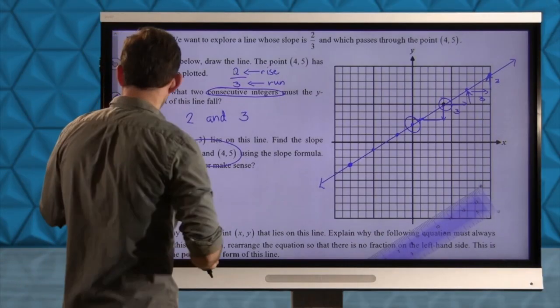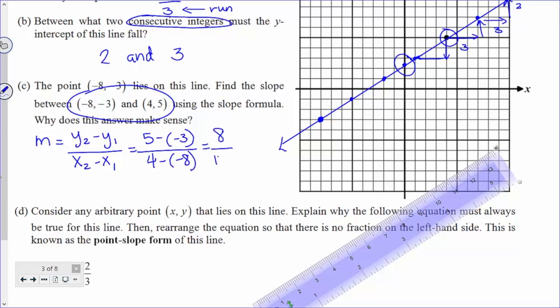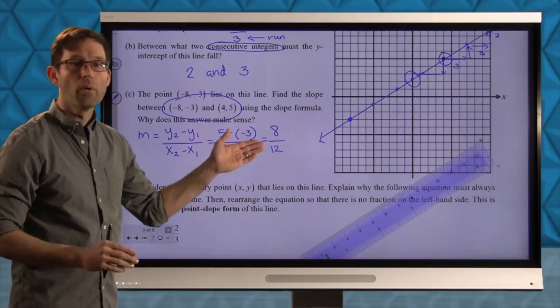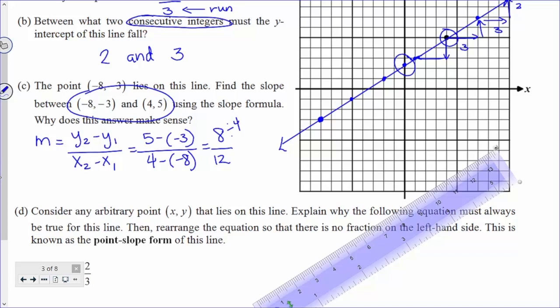All right, let's go through it. So, little review. y2 minus y1 divided by x2 minus x1, 5 minus negative 3, all divided by 4 minus negative 8, gives me positive 8 in the numerator, positive 12 in the denominator, and again, always reduce your slopes. So I'll divide both of these by 4, and I'll get a slope of 2/3.